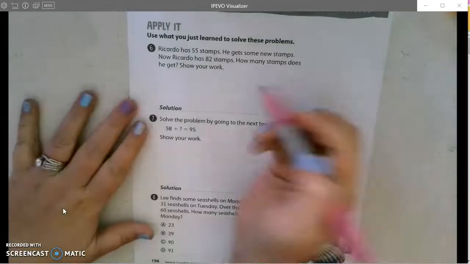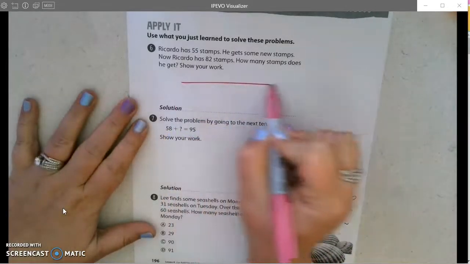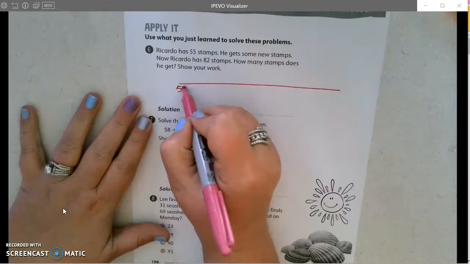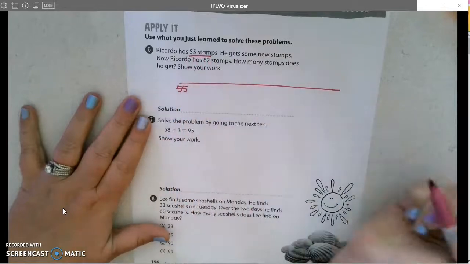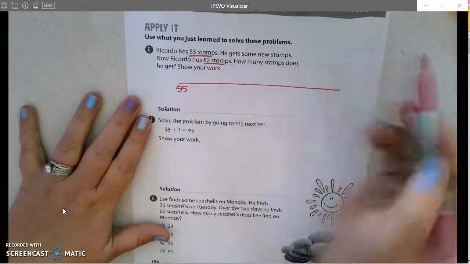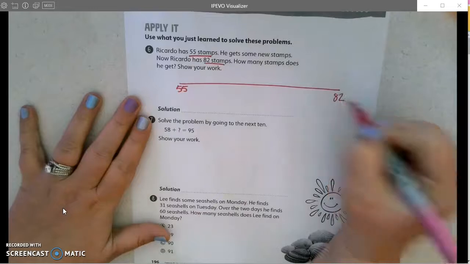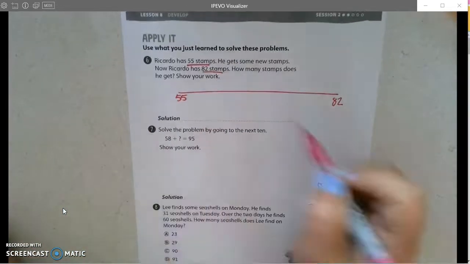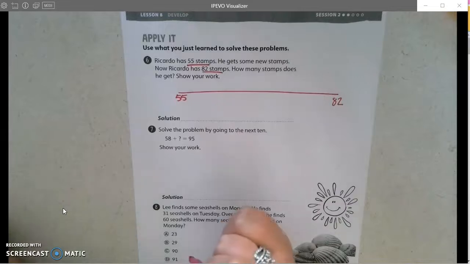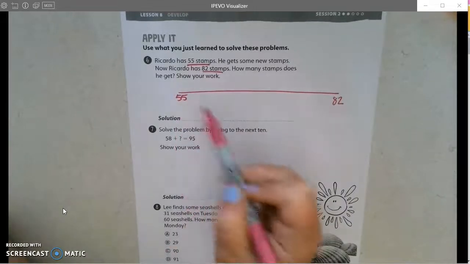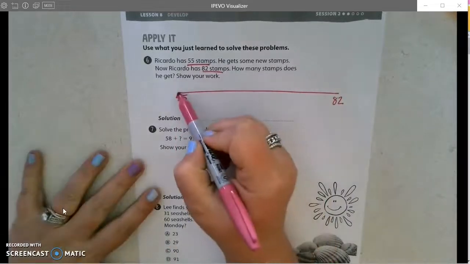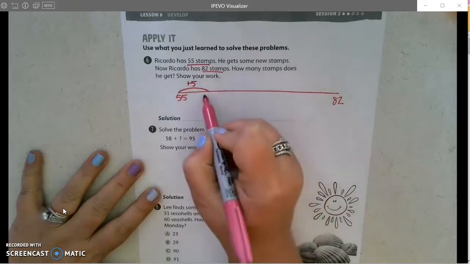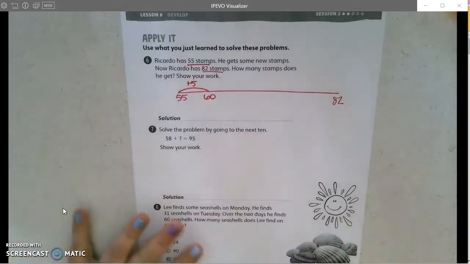So I am going to first practice using the open number line just to show you how that works. So I'm going to draw my number line. I'm going to start at 55 because he has 55 stamps. I know that I'm going to go to 82 on my number line because that's how many stamps he ends up with. So how do I get to 82? For me, I like to find my 10 first. So I'm going to go up 5 to 60. Okay?